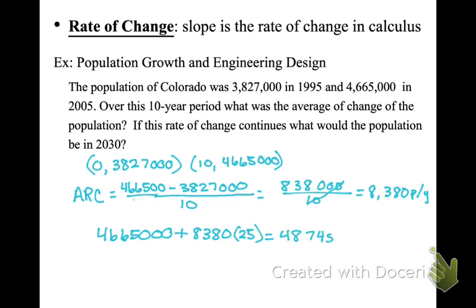I get 4,874,500. That's what I thought. So does that kind of make sense? Would that be reasonable? Now, if I got 48 million, would that be reasonable? No, it means I didn't take off my other zero, right?